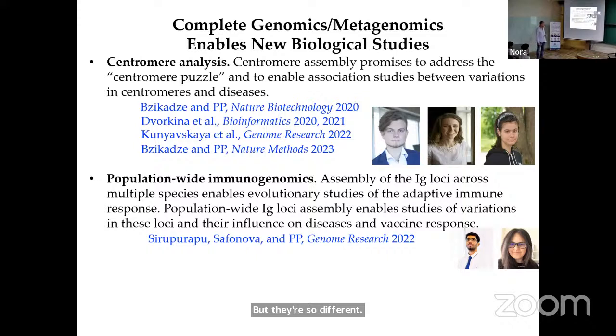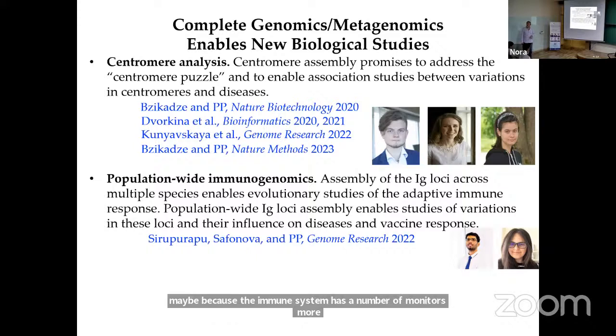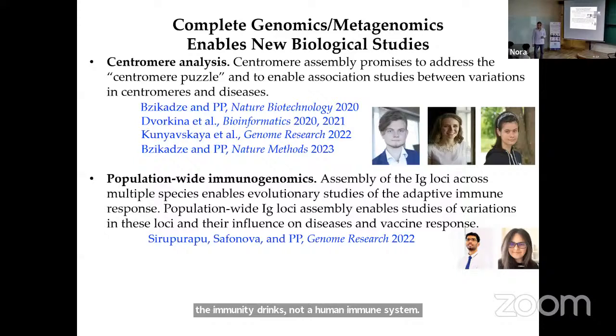Another area is population-wide immunogenomics. Understanding, for example, why bats do not care about many viruses that attack them. Well, maybe because their immune system has an order of magnitude more immunity genes than the human immune system. But prior to the study, it was extremely difficult to sequence immunoglobulin regions.